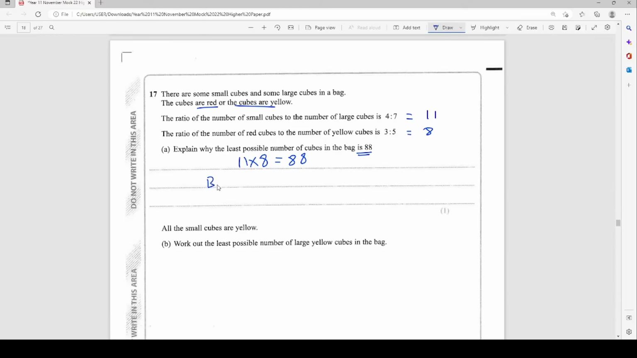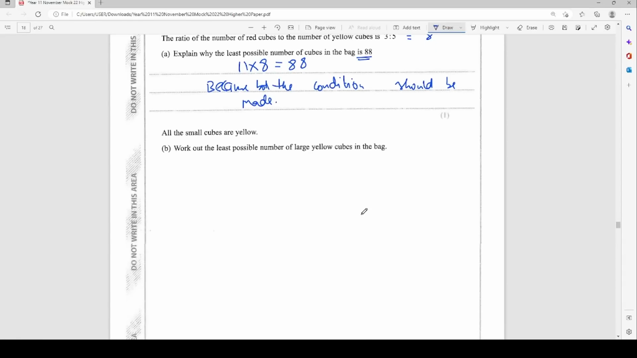So you can just give the reason, because both the conditions should be met, and that is only possible when you have got at least 88 cubes. All small cubes are yellow. Now we have got a different situation over here. So we have got all small cubes are yellow. Work out the least possible number of large yellow cubes.